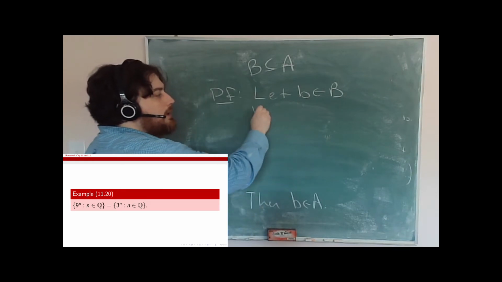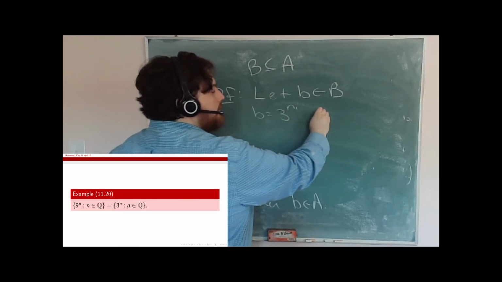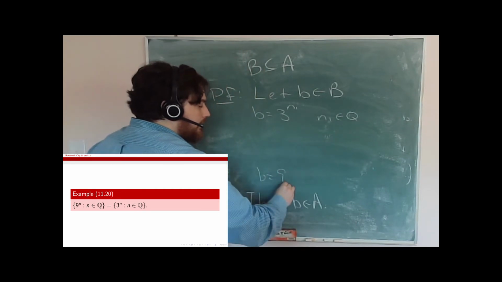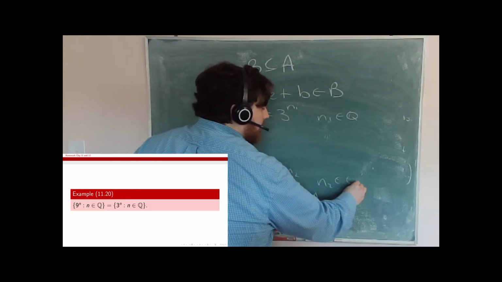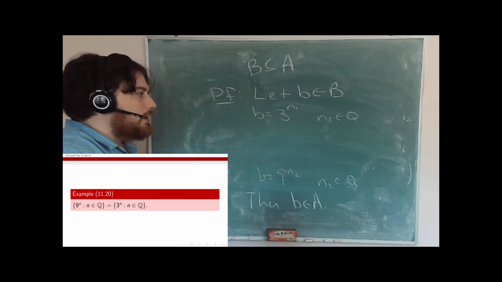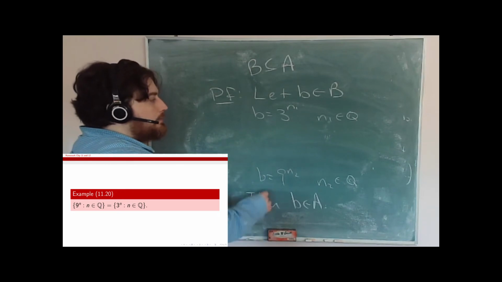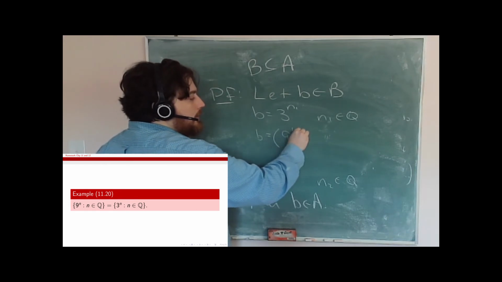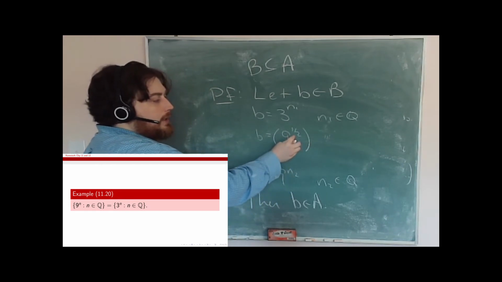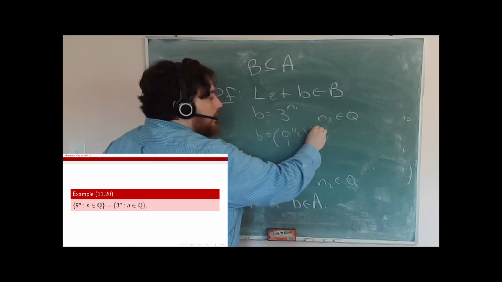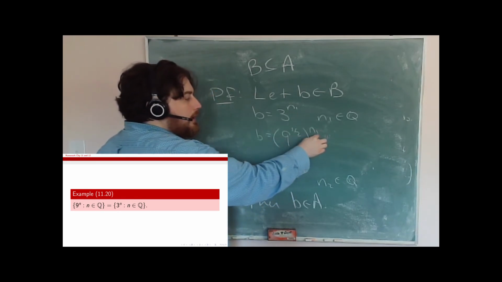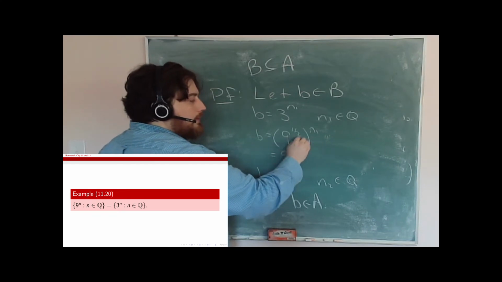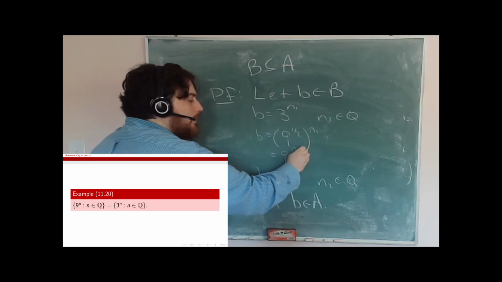So since it's in B, b is going to look like 3 to the n1, where n1 is rational. And I have to write b as 9 to the n2, where n2 is rational. Now I'm going to use a similar trick to what I had last time, but what I get this time is that b is equal to, well, 3 is actually 9 to the 1/2, because 9 to the 1/2 is the square root of 9, which is 3. So 3 to the n1 is 9 to the 1/2 to the n1, which is 9 to the, if I multiply these two, because I have an exponent to an exponent, n1 divided by 2.